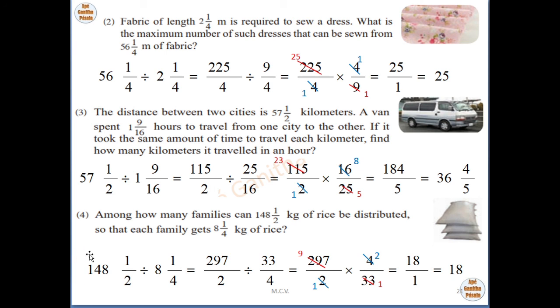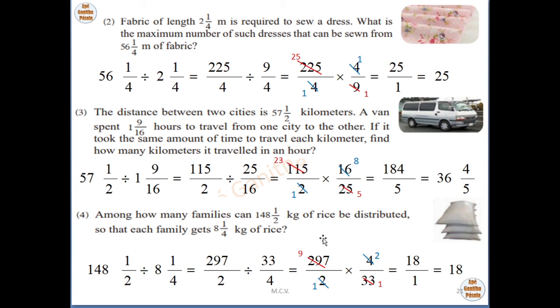2 into 148, 296. 296 plus this numerator one, then 297. 297 over 2. Divided by 4 into 8, 32. 32 plus 1, 33. 33 over 4. Division, convert into multiplication, interchange numerator and denominator. 4 over 33.